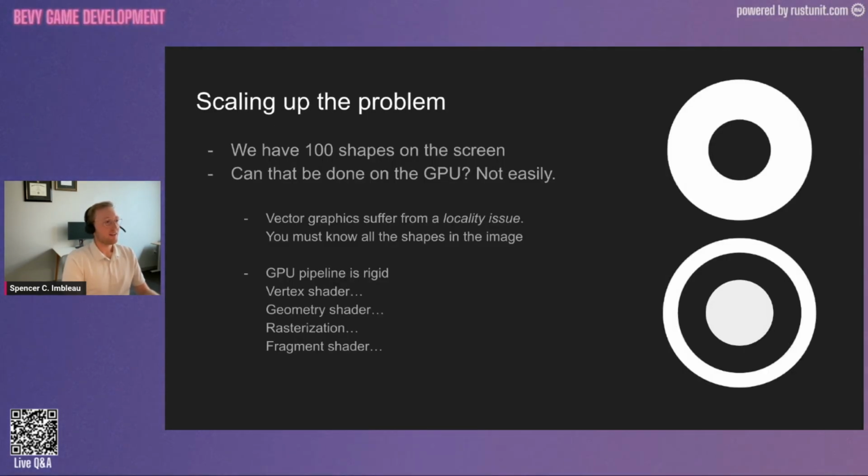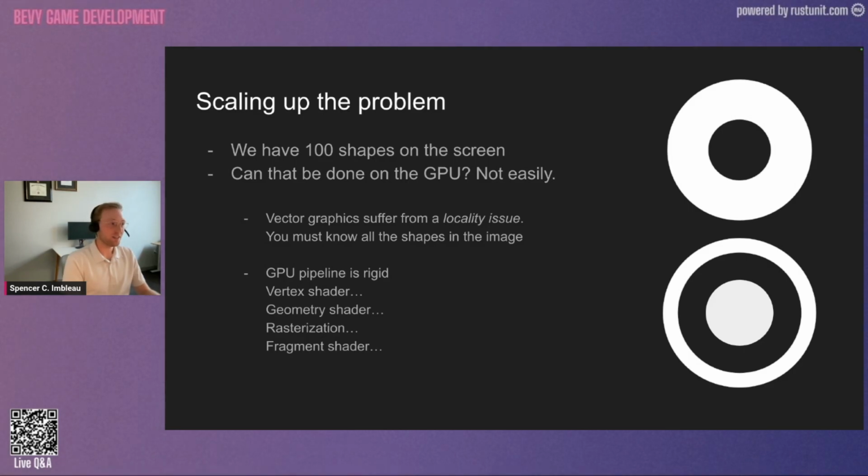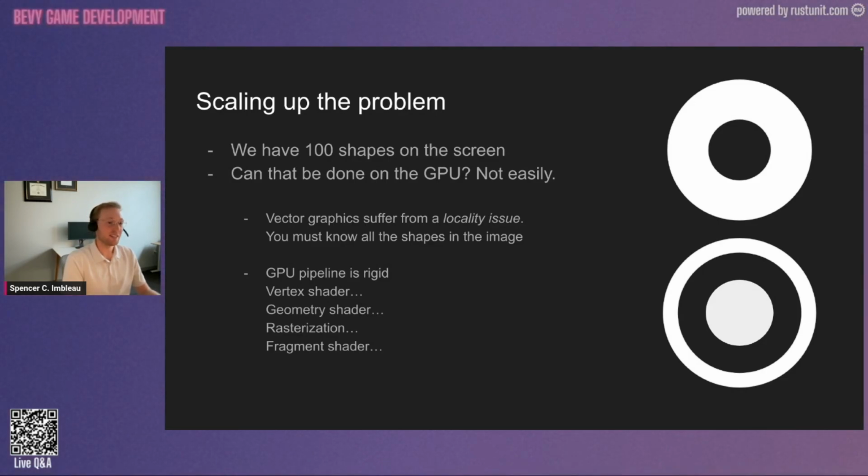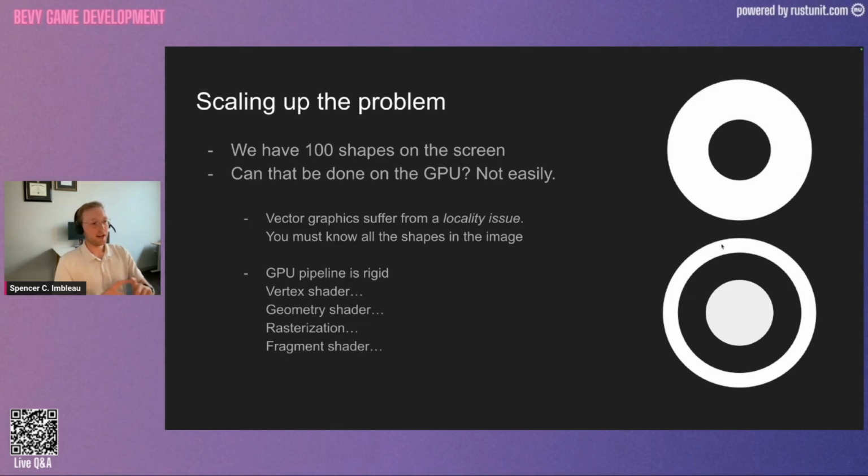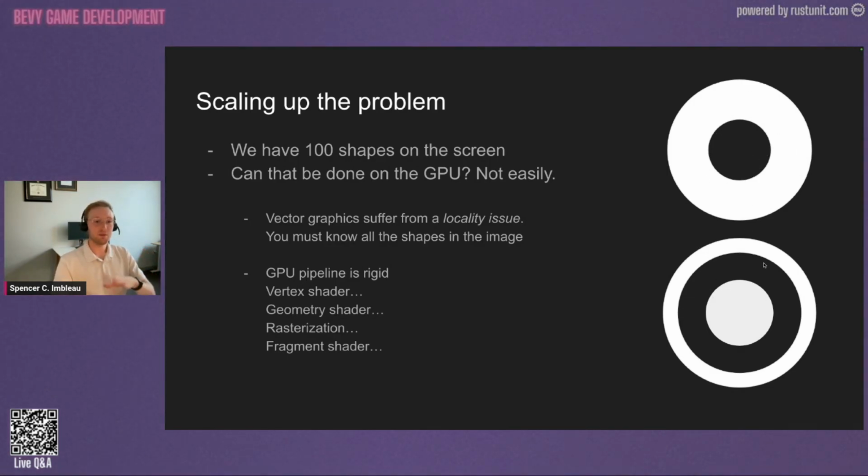But if you want to actually scale up this problem, it becomes more complicated. Imagine if we had 100 shapes on the screen, that becomes a lot more difficult to scale up. And if you're doing a lot of that on the CPU, that's going to have implications on the frame rate. It's not going to parallelize easily. And particularly, vector graphics suffer from what's called a locality issue. So if we add just one more circle around the original donut, then we get a completely different image.